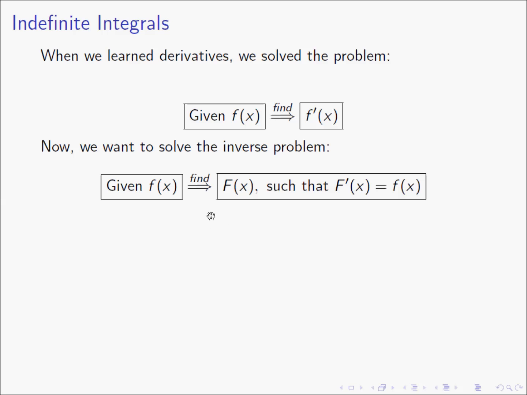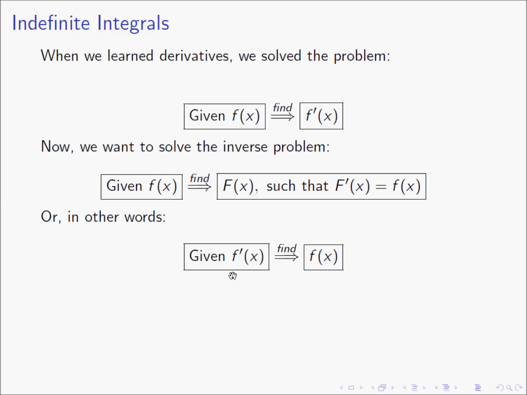What is the inverse problem to this problem? It is the following. Given a function f of x, we want to find another function F of x such that F prime of x equals f of x. Or we can write this in simpler terms, like this. Given f prime of x, we want to find f of x. This is the inverse problem to this one. When we studied derivatives, we started here and we wanted to get here. Now we start here with the derivative, and we want to find the function whose derivative is this function.